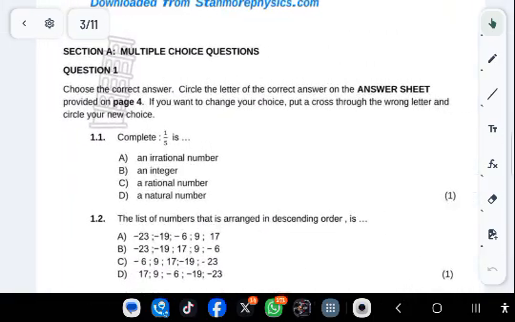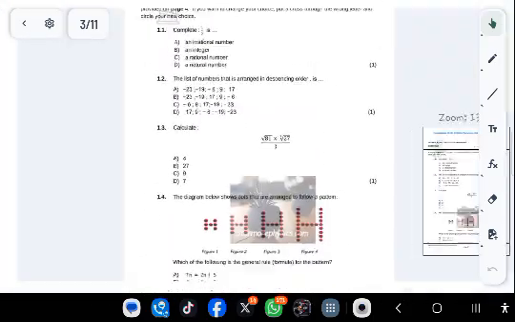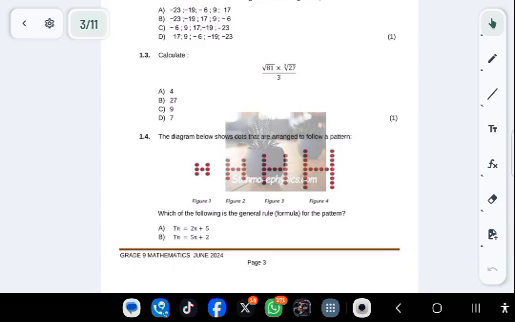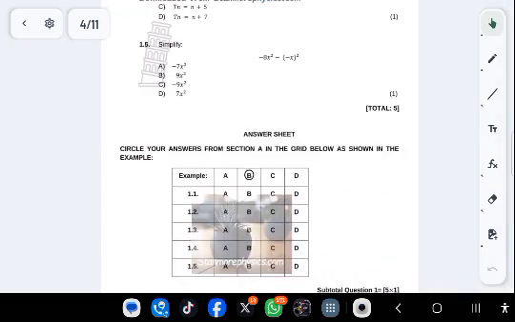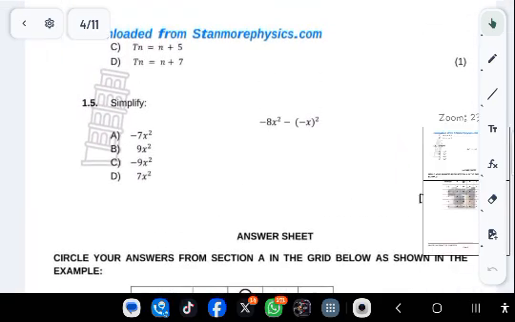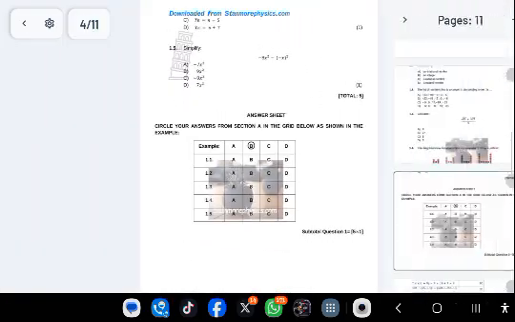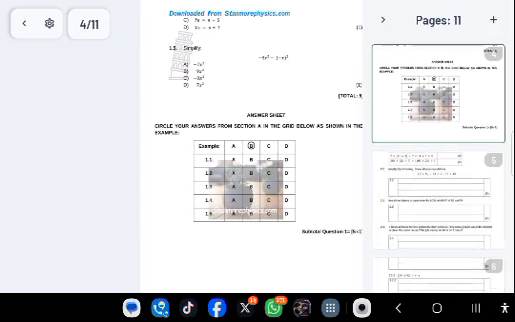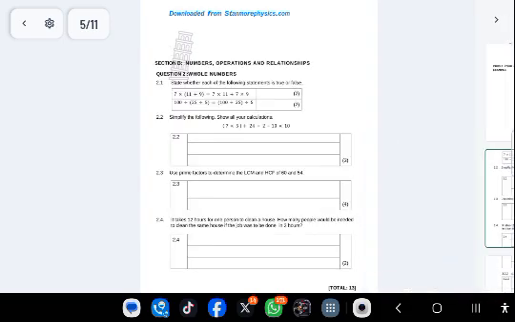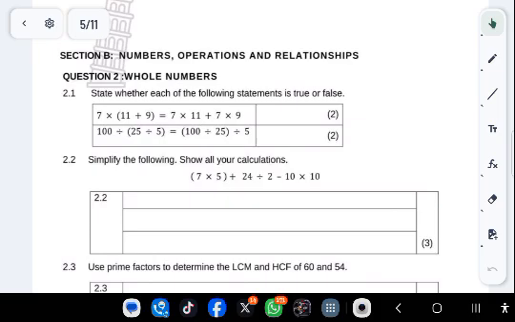This is what section A looks like. Question 1, there are the multiple choice questions. It's a combination of all types of questions, and then this is where you're supposed to, that is the last bit, that's the answer sheet. This is where you're supposed to answer, but we're going to answer on the page so that you can follow with the answers. And then we've got section B.